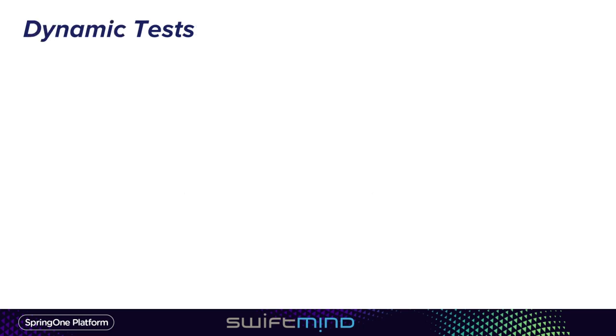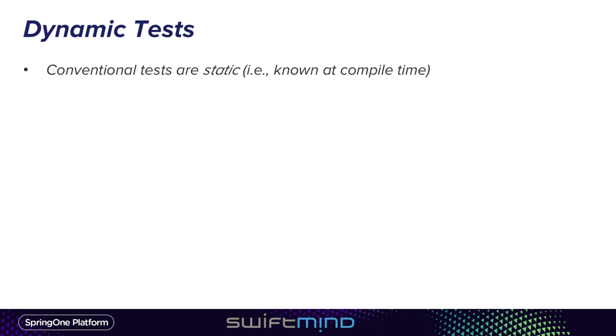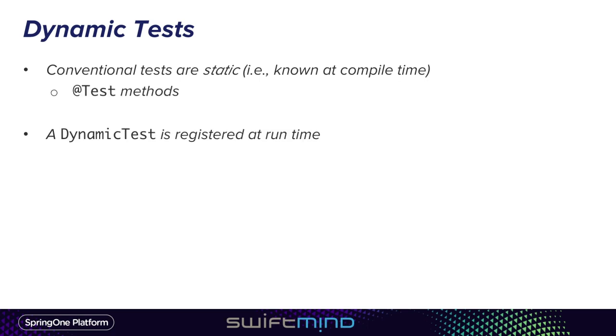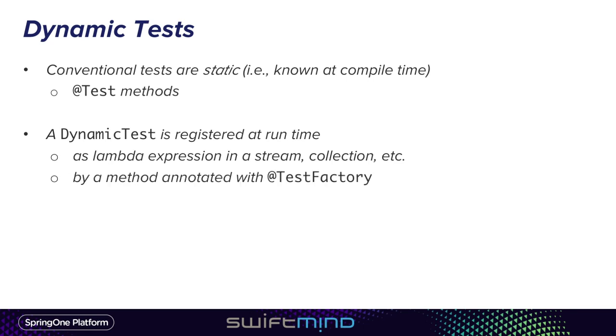Dynamic tests, one of the cooler things, or people find pretty cool. If we think about conventional tests, we would say they are static in the sense that they're compiled in, right? You can look at the source code and say, I have this @Test method, it's there, I know it's going to run. But sometimes you want to do things dynamically or maybe programmatically. So with JUnit 5, there's a dynamic test that can be registered at runtime, provided as a lambda expression in a stream, collection, et cetera. And that's done within a method that's annotated with @TestFactory.